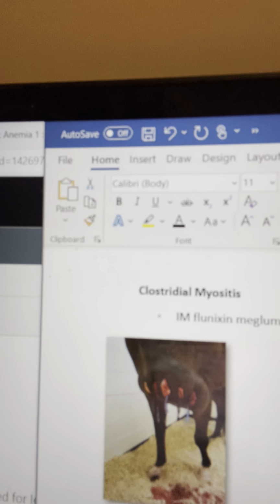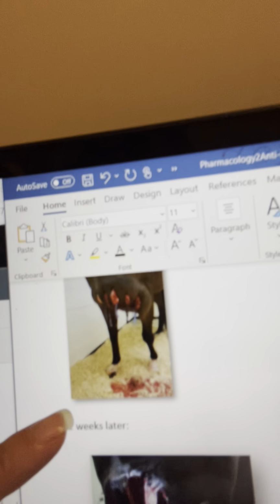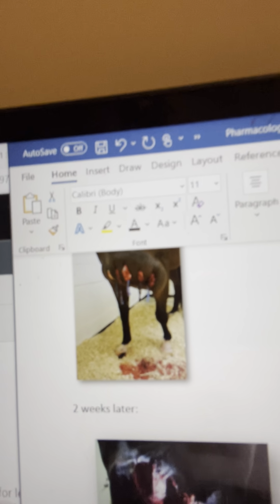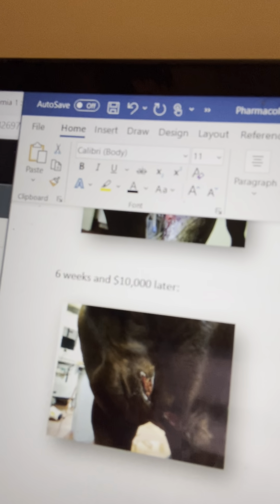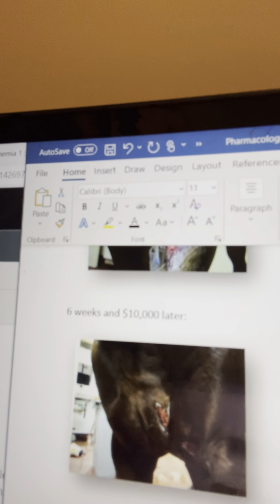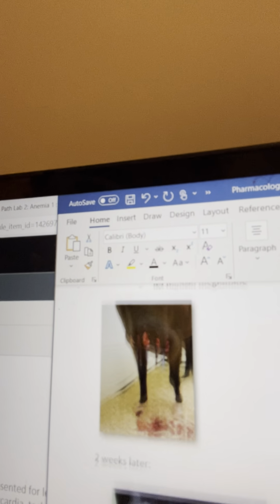And then we have clostridial myositis, so IM flunixin meglumine. Two weeks later, it turned into this. And then 6 weeks later and $10,000 later, they were able to fix it, but a lot of money. Money doesn't matter, but look at this horse. Look how sad that is.